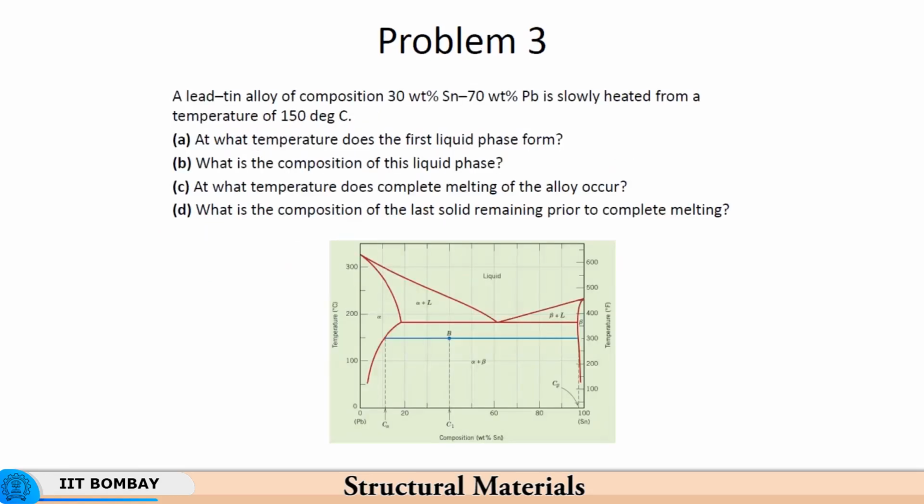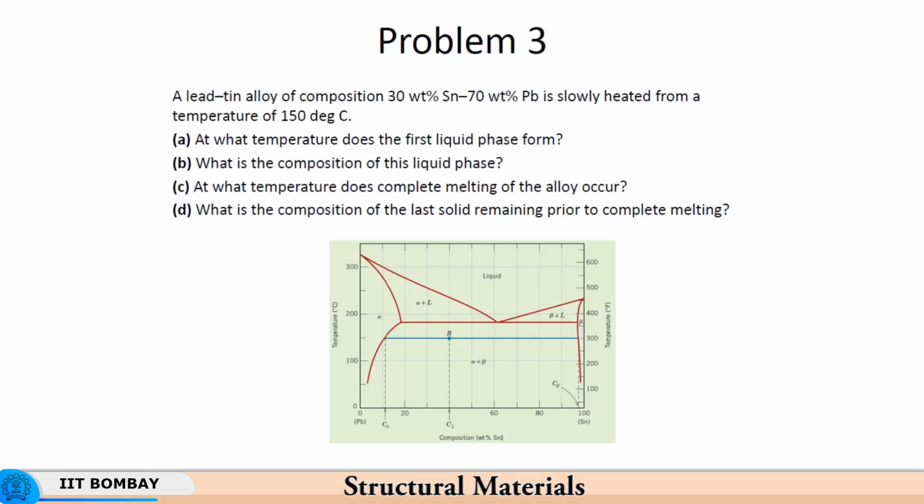Okay. In problem 3, we are talking about a lead tin alloy of composition 30% tin and 70% lead. So, this is the composition 30%. Here the composition axis shows 30, 40, 50 and 60. So, this is 30% tin and 70% lead. Here the tin is increasing on the x axis. Now you see that this is the vertical line which we can possibly draw.